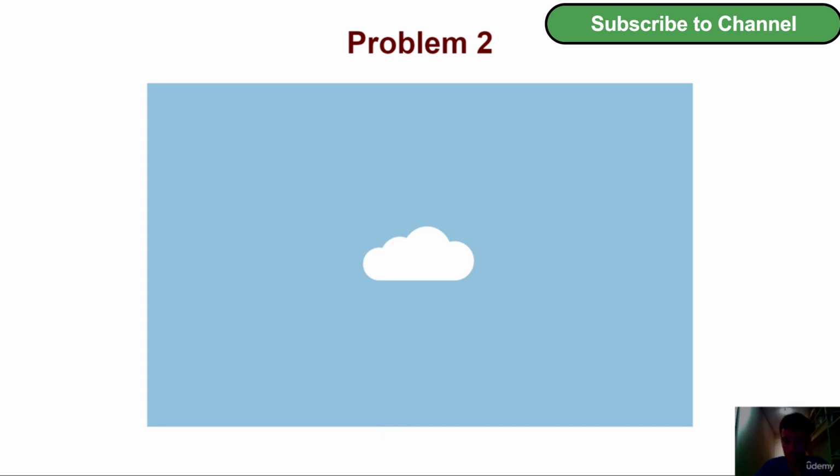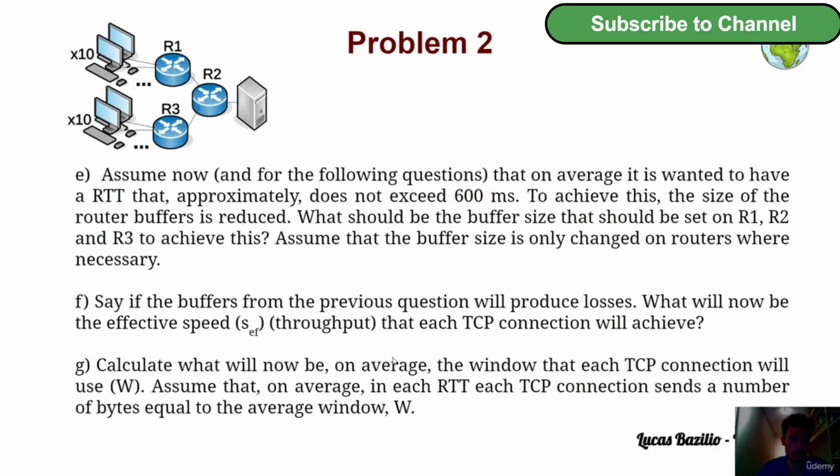In this lecture we are going to continue with problem 2. We're going to see now how we can solve question G. This is the continuation of question F, and it states: calculate now what will be on average the window that each TCP connection will use. We can denote the value of the window as W, and assume that in each round trip time, each TCP connection sends a number of bytes equal to the average window W.